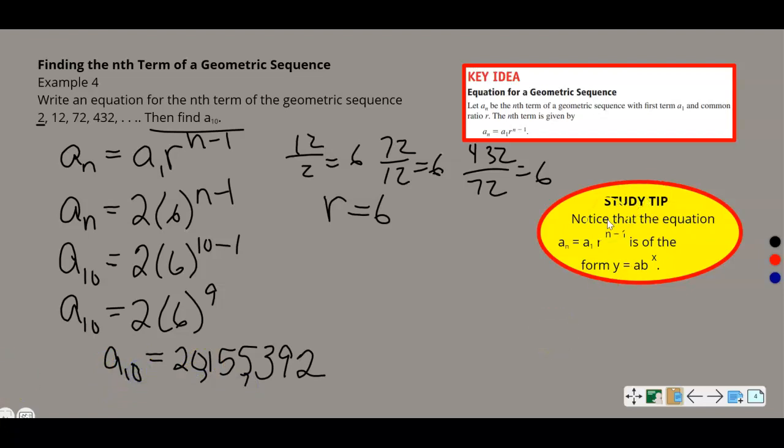All right, the study tip: notice that the equation a sub n equals a sub 1 times r to the n minus 1 power is of the form y equals a b to the x power. Remember, this is your general form for an exponential equation, and this is also just another form for an exponential equation.